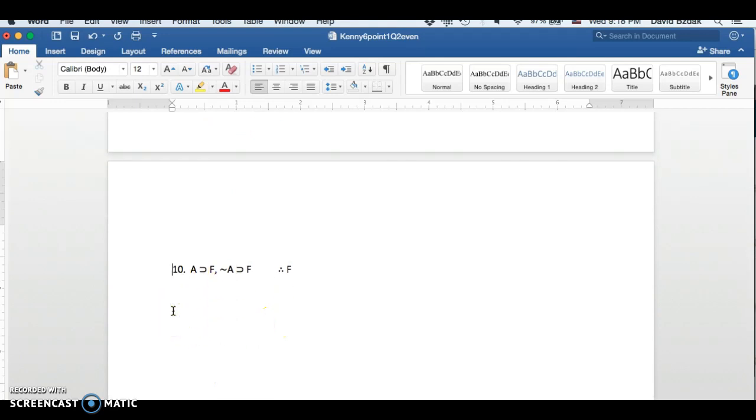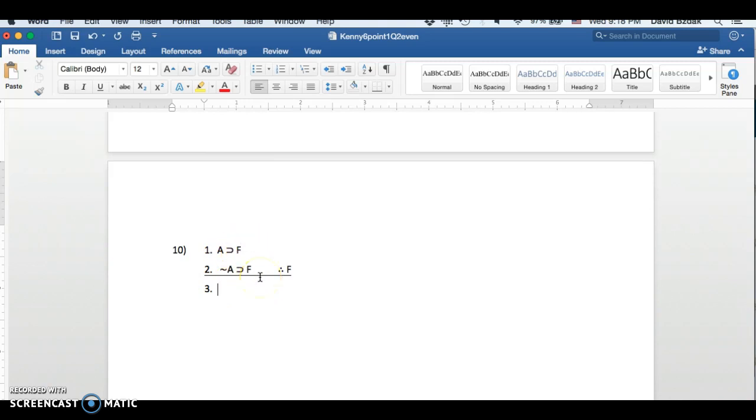Okay, so the last one here is number 10. We've got a conditional F and not a conditional F. We're trying to get F. Okay, so again, one strategy, do whatever you can do. Now, there's not really anything we can do here.